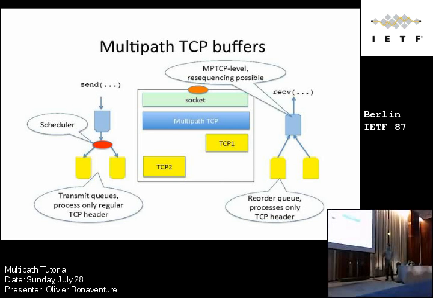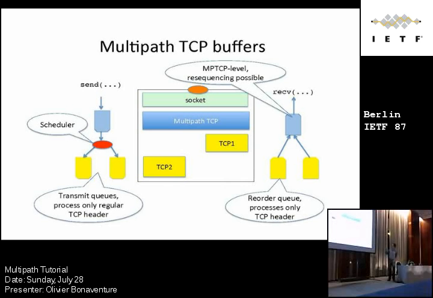It will be received at the receiver, and inside each subflow, we will have one classical TCP reordering queue, and this reordering at the subflow level will be done by looking only at the information which is part of the standard TCP header. So you look at the sequence number in the standard TCP header to do the reordering, and once this has been done, you push the data which is in order at the subflow level to Multipath TCP, and Multipath TCP will then look at the data sequence numbers.